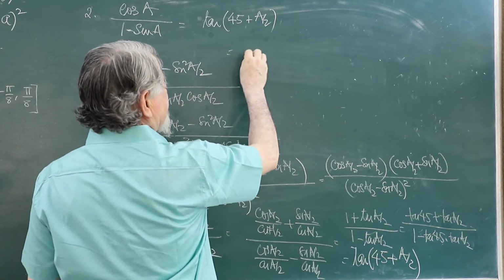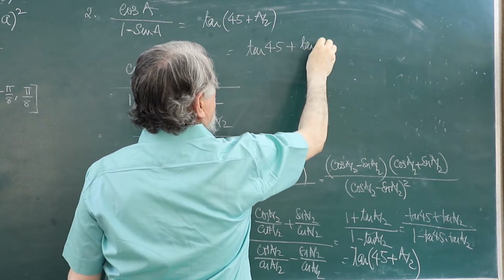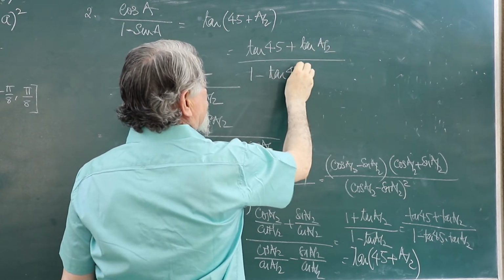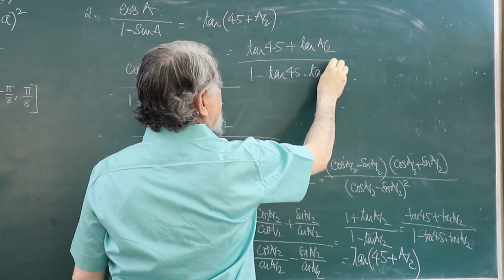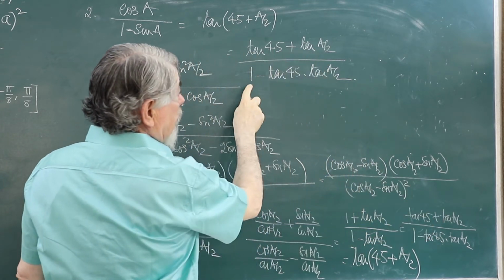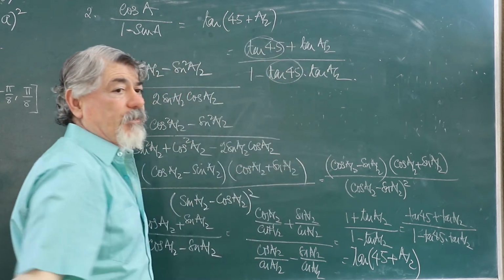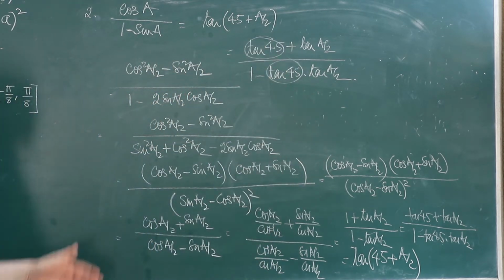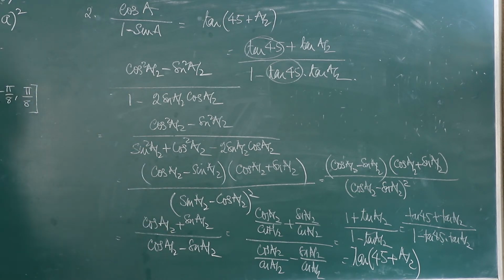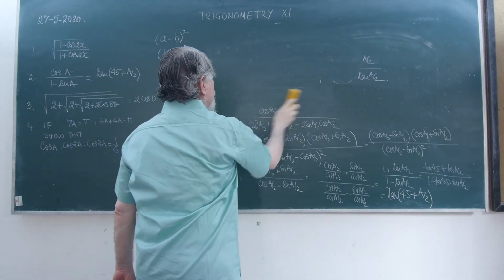What is tan(A plus B)? tan A plus tan B upon 1 minus tan A tan B. The value of tan 45 is 1, so we were able to achieve the answer in the form the question had asked for. Now let's see question number 3.